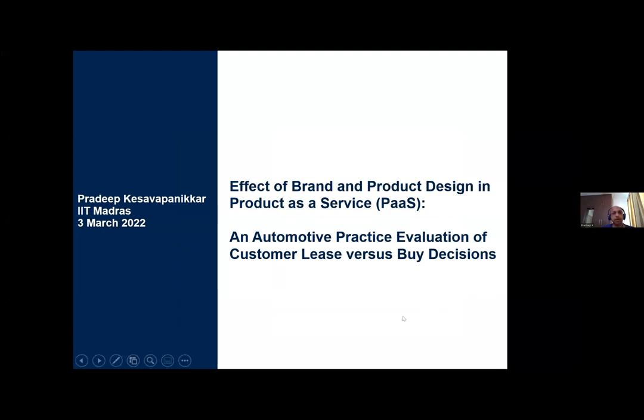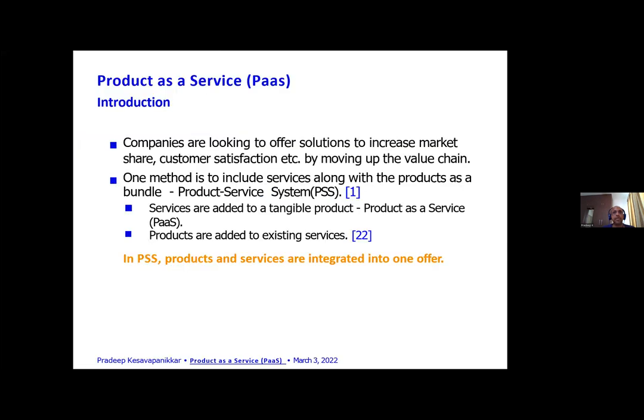Good afternoon. My name is Pradeep. I'm a PhD scholar at IIT Madras, and this topic is on understanding the effect of brand and product design in product as a service. Product as a service is getting a lot of attention from academia as well as from industry. We look at this in the automotive context by looking at customers' lease versus buy decisions of a car. Leasing is an example of product as a service, and we are trying to look at the effect of product design and brand in this decision.